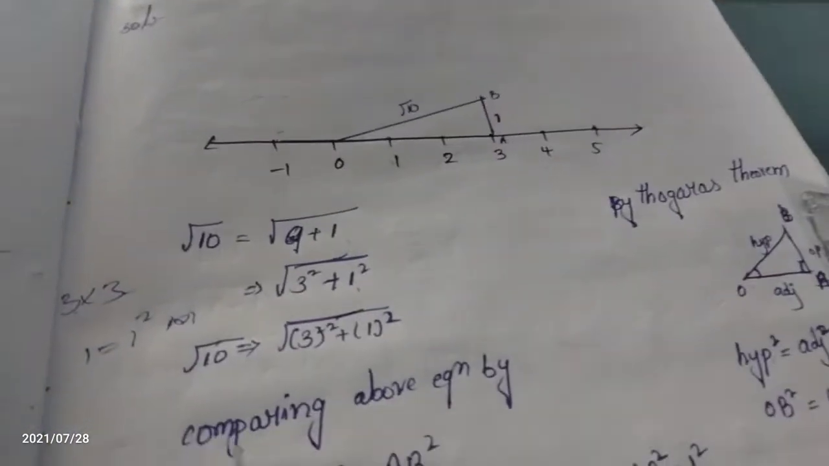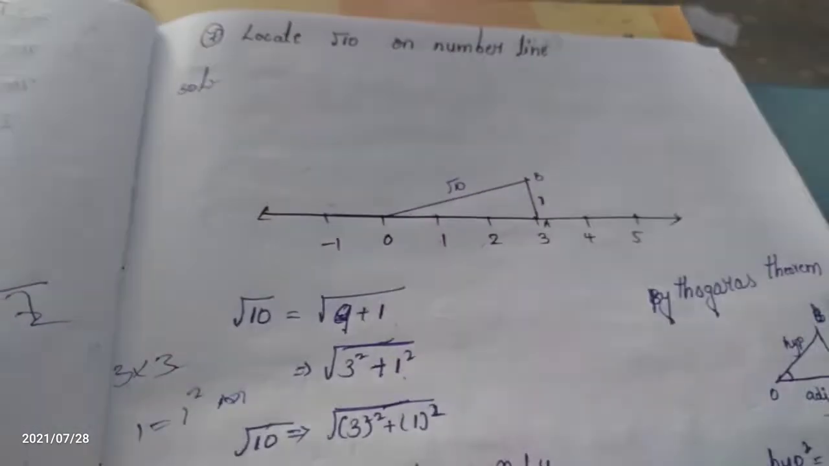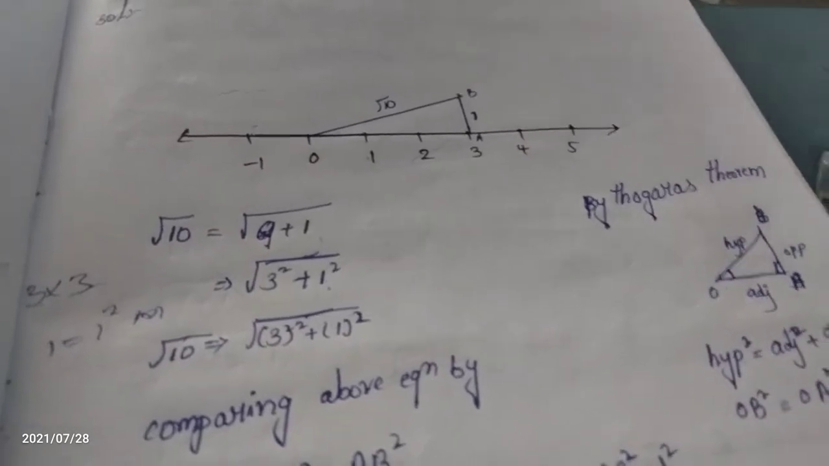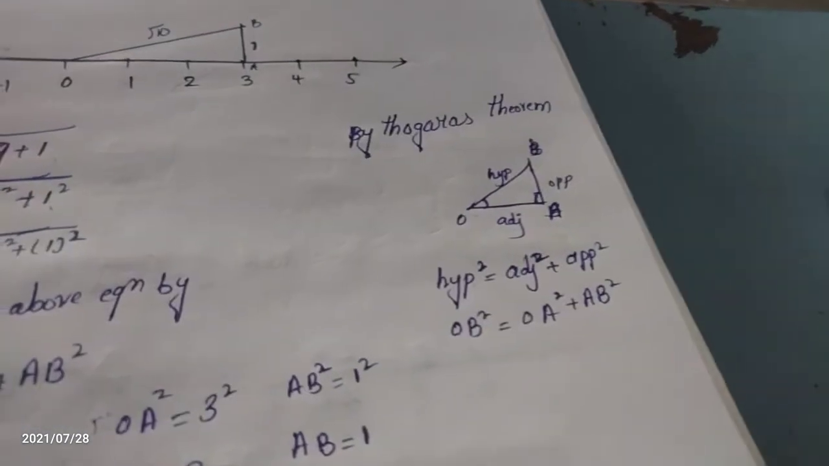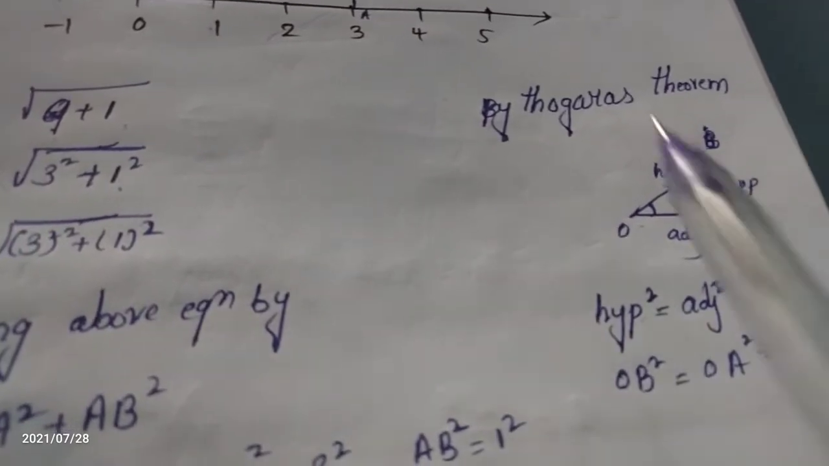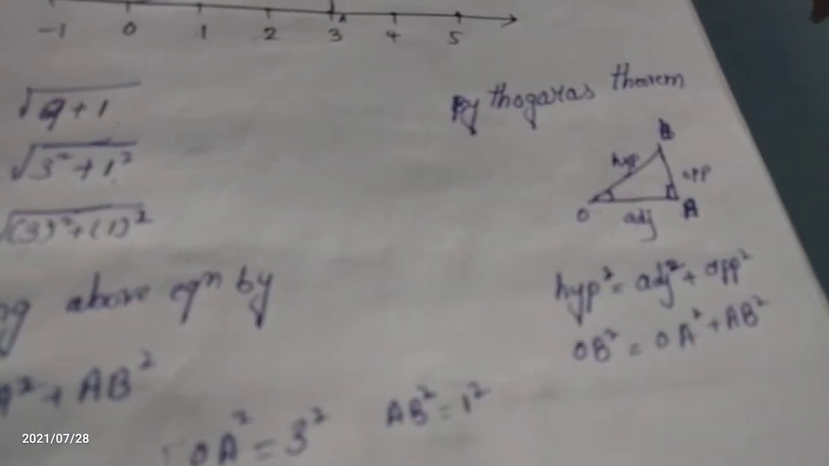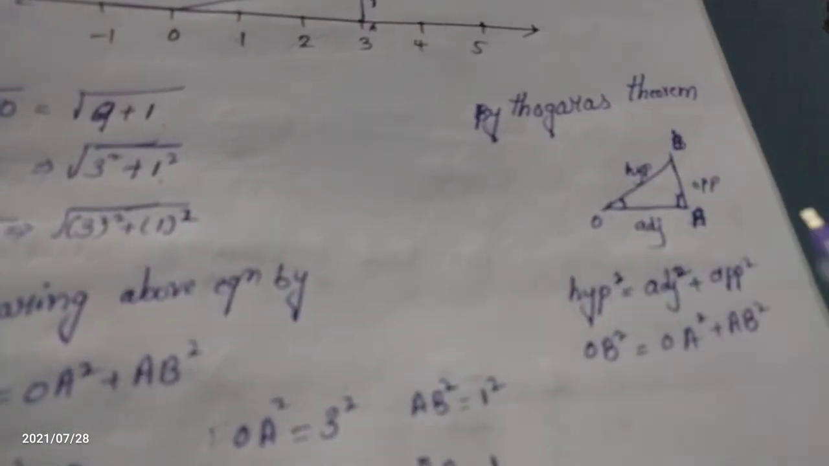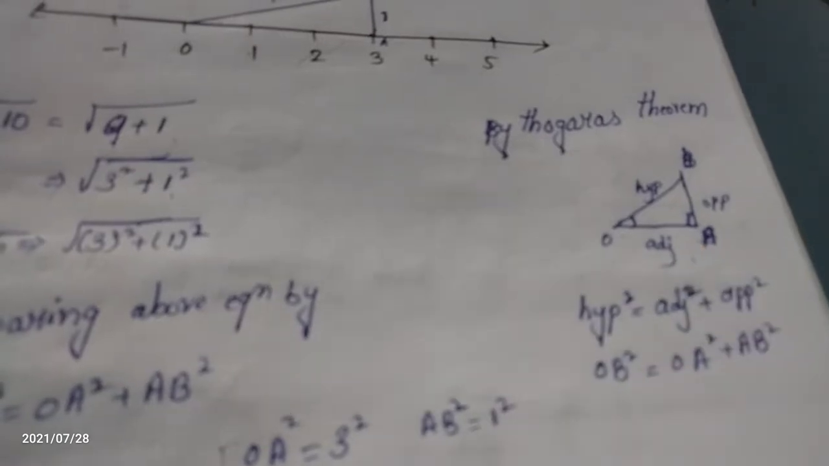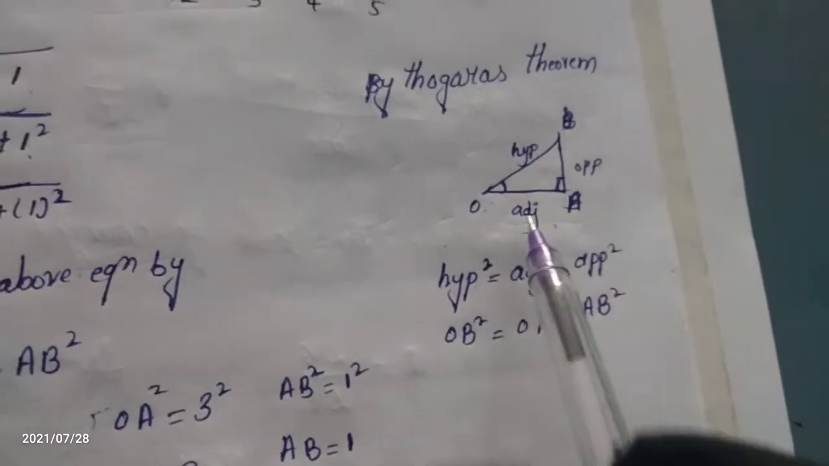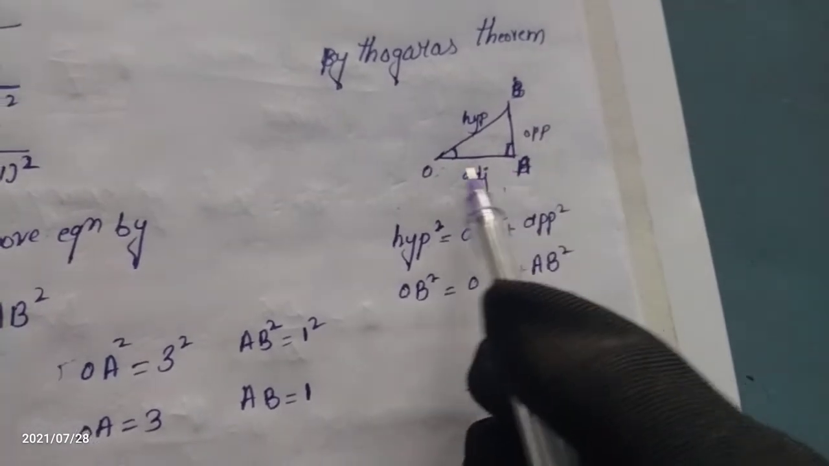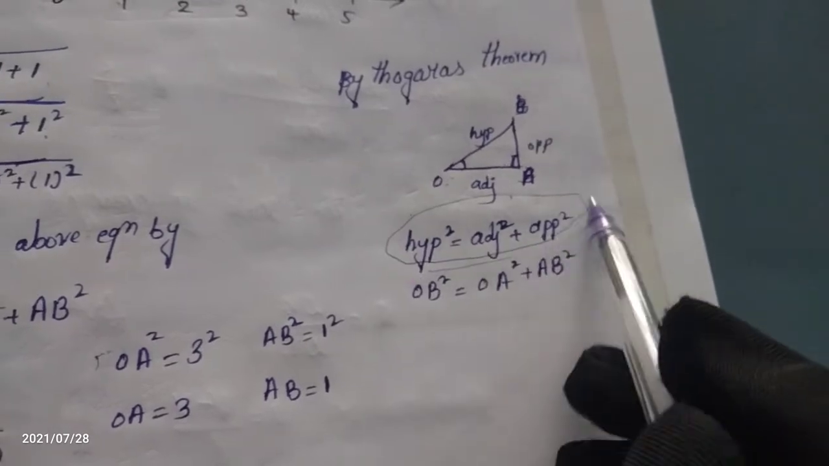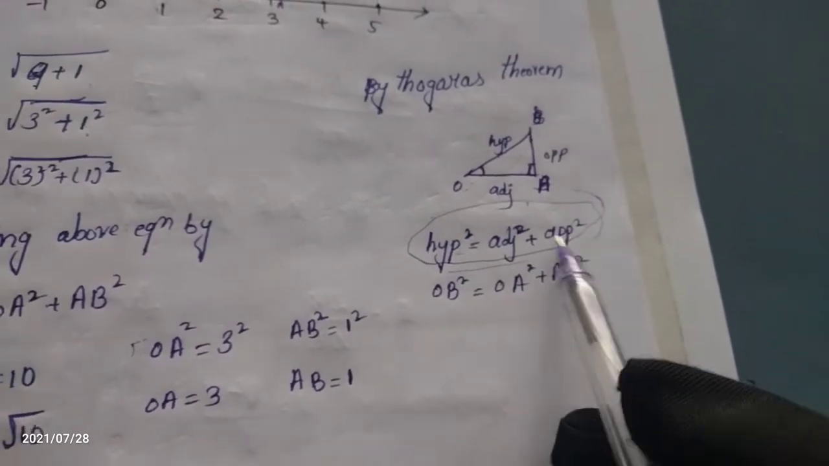To find the root 10, we have to know about the Pythagoras theorem. The Pythagoras theorem is used here. What is the Pythagoras theorem? Look at this. In that Pythagoras theorem, I am considering a triangle 0AB. This is a formula, called the Pythagoras theorem.